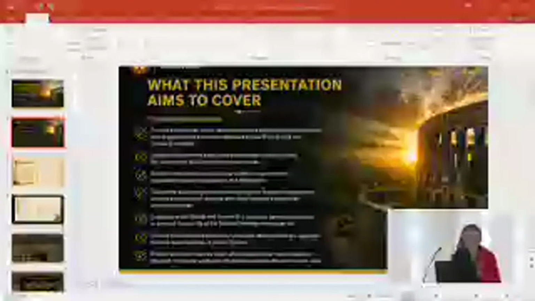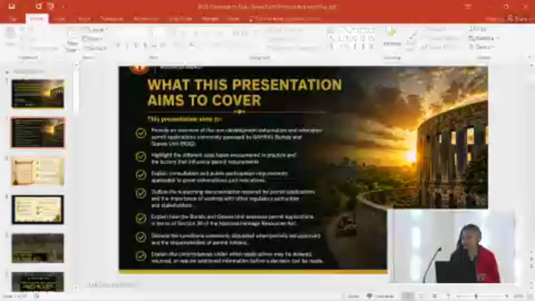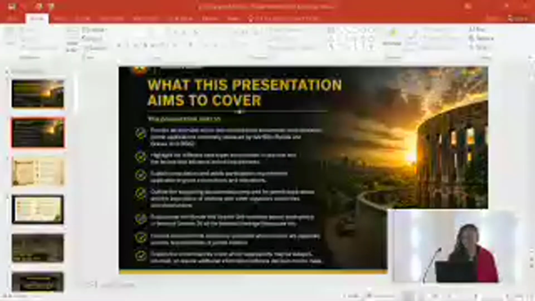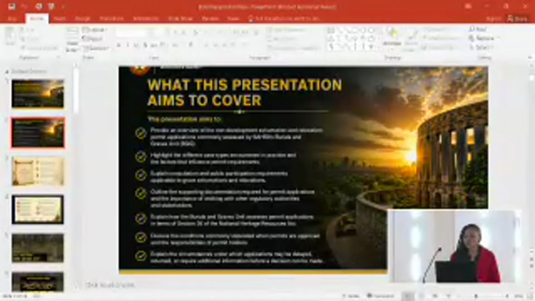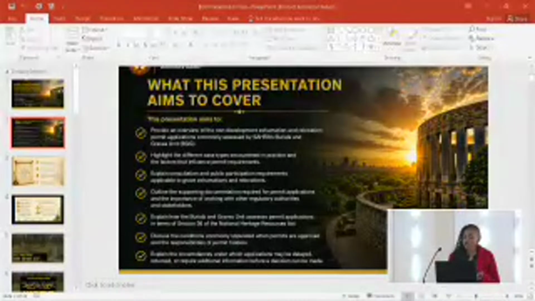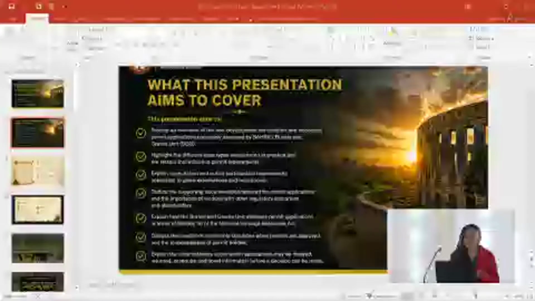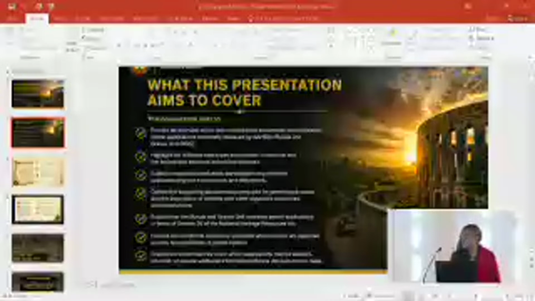Within those processes and requirements, there are the consultation and public participation requirements as well. I'll be giving you information on the supporting documentation that we also require for our permit applications, and I'll also be discussing the conditions commonly stipulated when permits are approved and the responsibilities of permit holders. On top of that, I'll give you some examples of applications, why they were delayed, returned, and required additional information before a decision can be made.